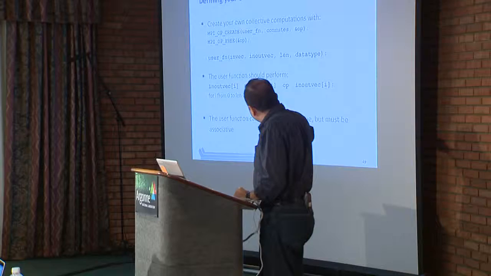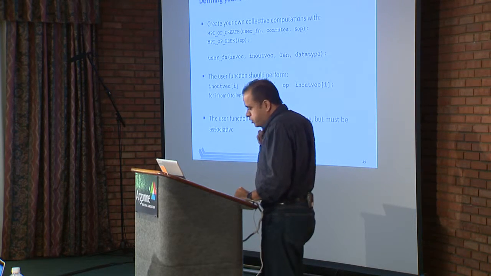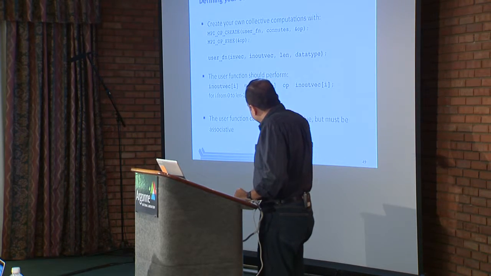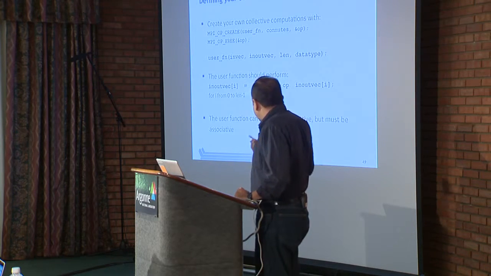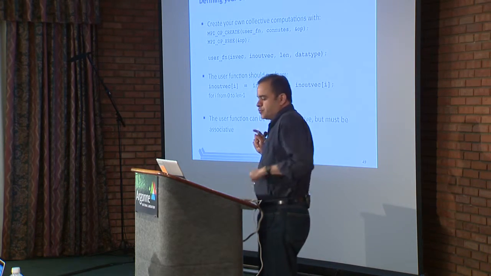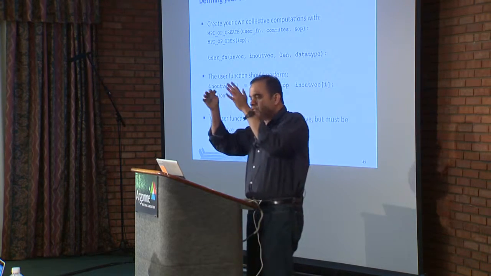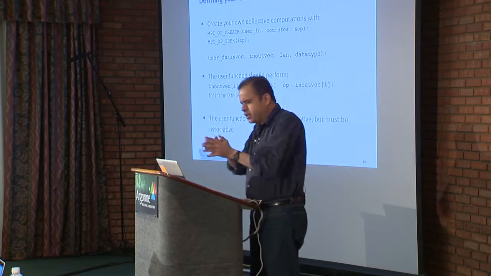There are some rules on what you can do in that function or not. It says that the user function is allowed to be non-commutative, but it must be associative. What that means is that the basic reduction operations are both commutative and associative. Commutative means the operation could be done in any order: you could do A plus B or B plus A, and the result is the same. And associative means if you have a whole list of them, you can do the brackets in any order, and the result would be the same.